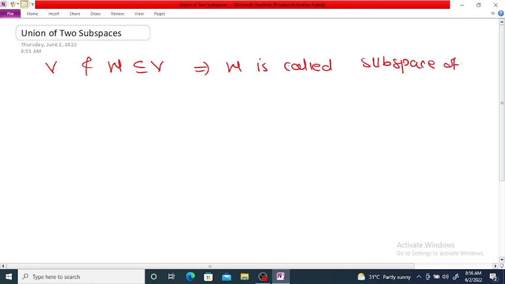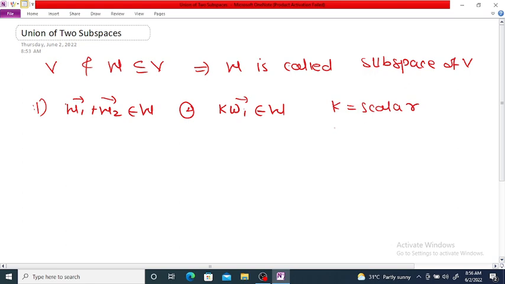We know that, let V be any vector space and W a non-empty subset of V. Then W is called a subspace of V if W is closed under addition and scalar multiplication, that is, W1 bar plus W2 bar belongs to W, and k times W1 bar belongs to W, where k is any scalar, and W1 bar and W2 bar are any two elements from set W.